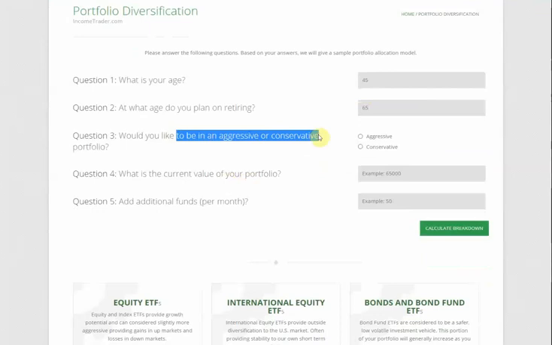Would you like to be in an aggressive or conservative portfolio? Now, as you're younger, you obviously want that to be aggressive, but as you start getting into your upper 50s, 60 years old, you probably want to change that to a little bit more conservative. But in the meantime, you're just going to probably put aggressive.